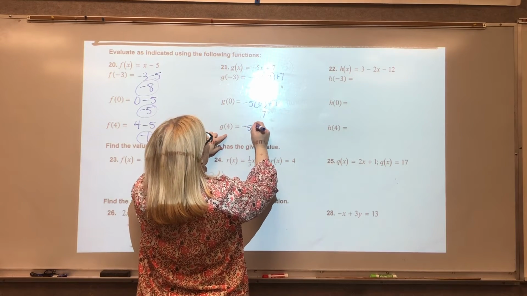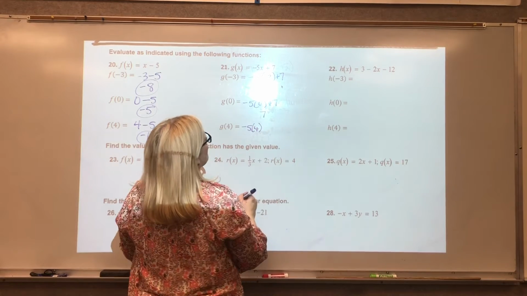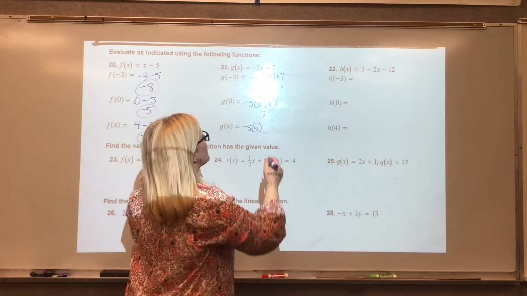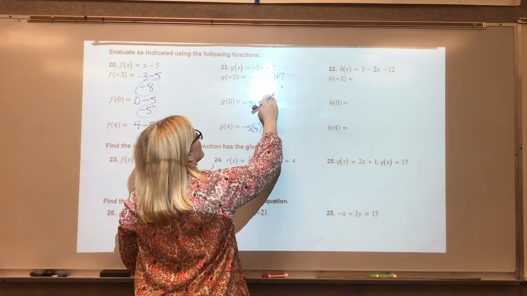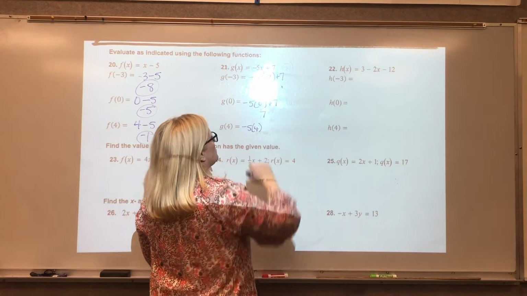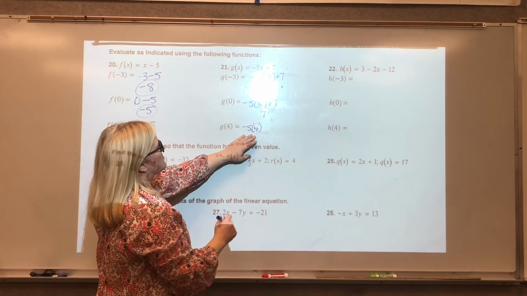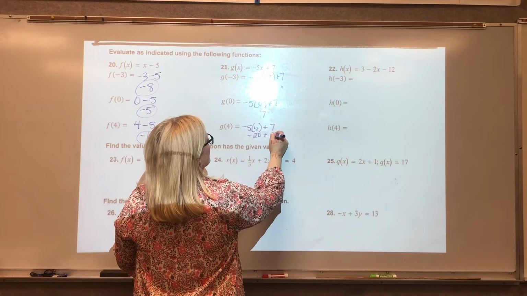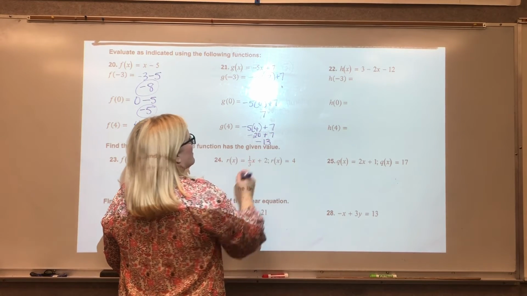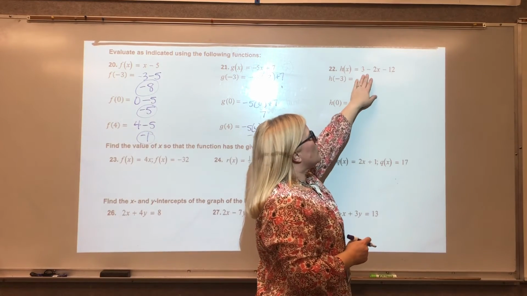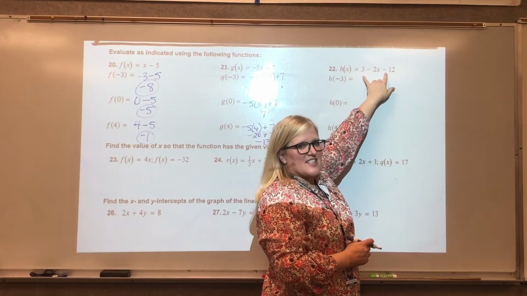And if I plug in a 4, oops, I made a mistake. Do you see my mistake? -5 times -3 is a positive 15. So this should be 22. Okay, -5 times 4 plus 7. This is -20 plus 7. So this is -13.